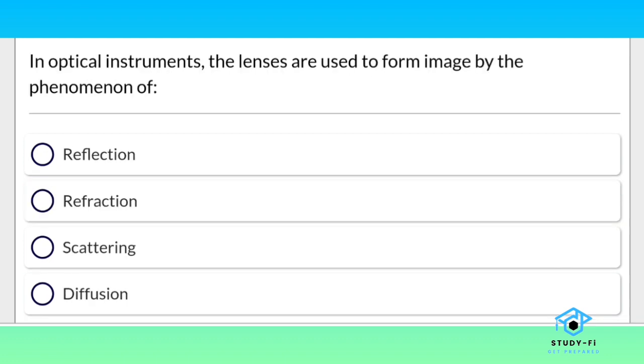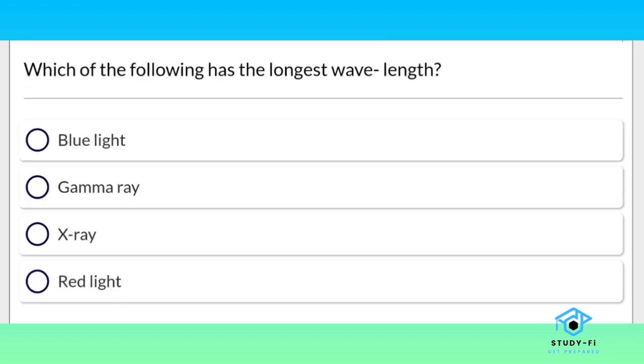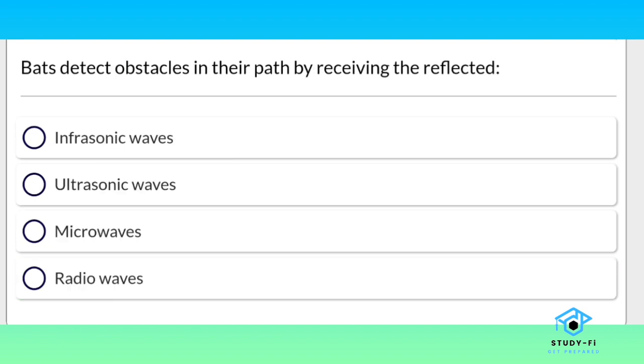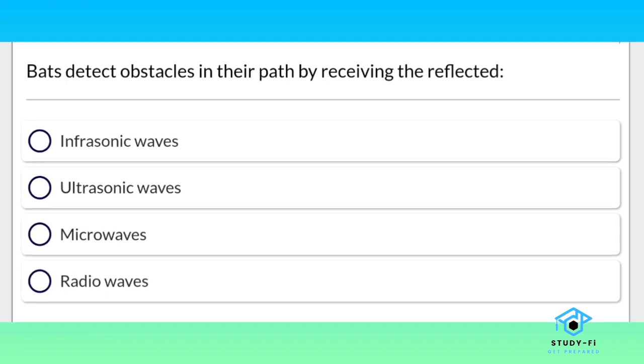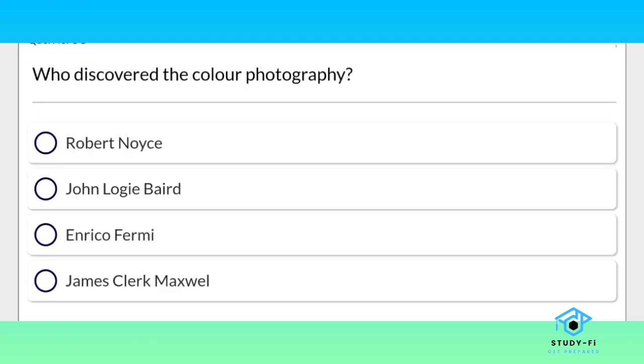White. In optical instruments, lenses are used to form images by the phenomenon of refraction. Which of the following has the longest wavelength? Red light. Bats detect obstacles in their path by receiving the reflected ultrasonic waves. Which color is formed when blue and green are mixed? Cyan.